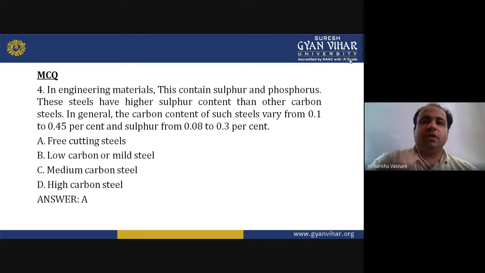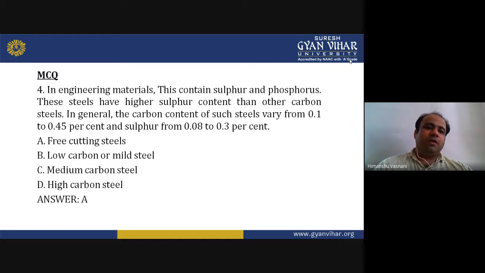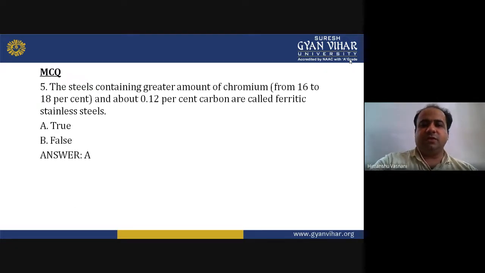It's true. Now, this material contains sulfur and phosphorus, and these steels have higher sulfur content than other carbon steels. In general, the carbon content of the steels varies from 0.1 to 0.45%, and sulfur from 0.08 to 0.3%. So what do we call it? We call it free cutting steels.